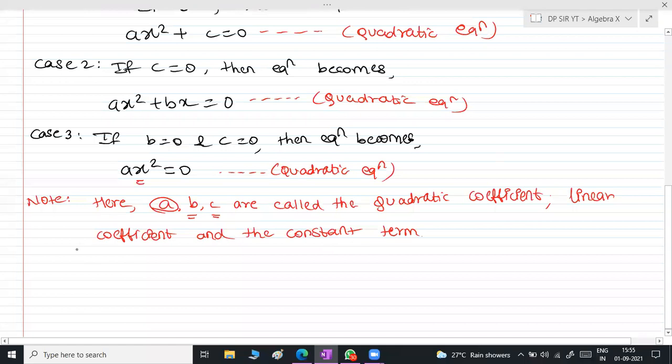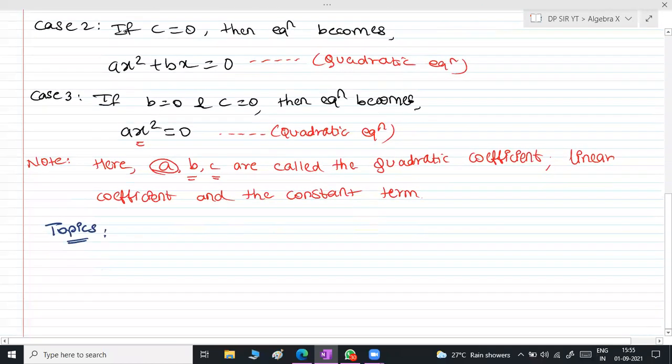So let us talk about the topics that we are going to study, which are there in the topic. The topic consists of the following subtopics or modules. First is the introduction that we have done. Then there is the nature of roots of quadratic equations. For that, you need to also understand what the roots of a quadratic equation are.